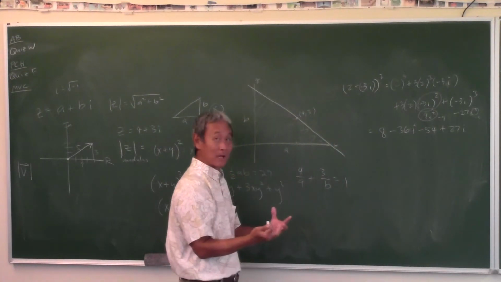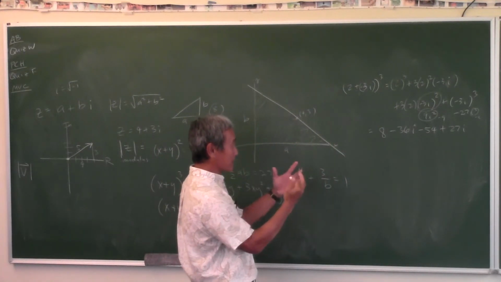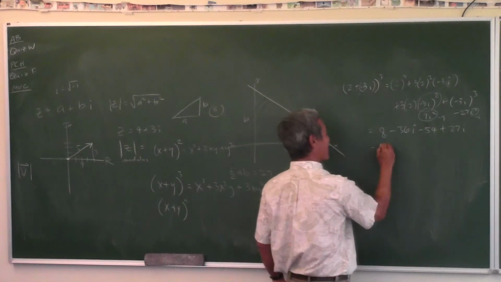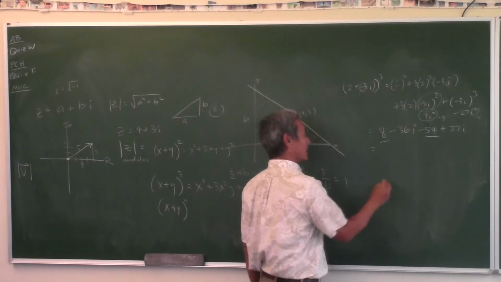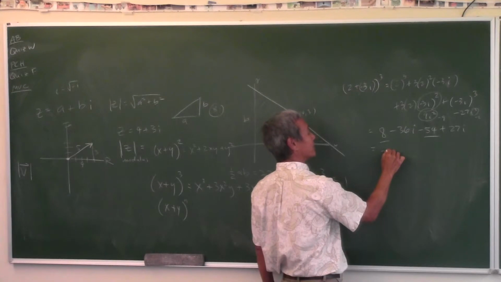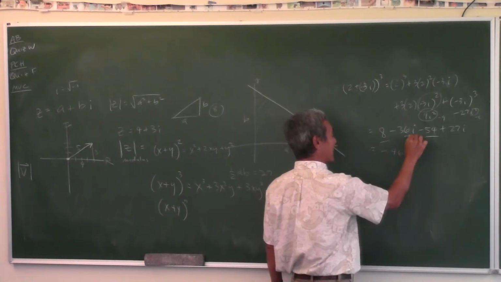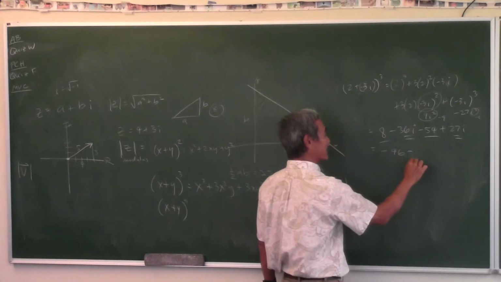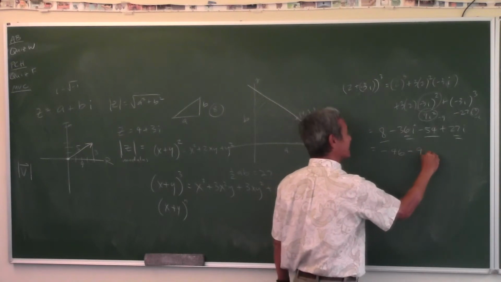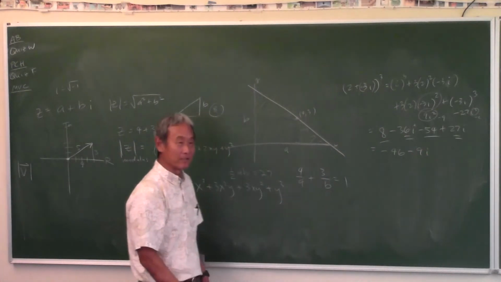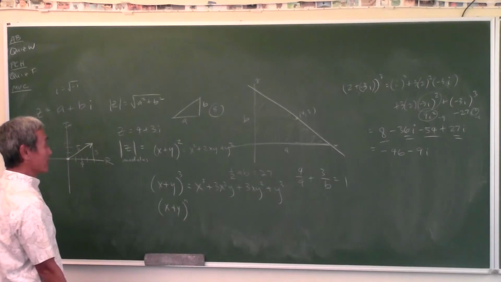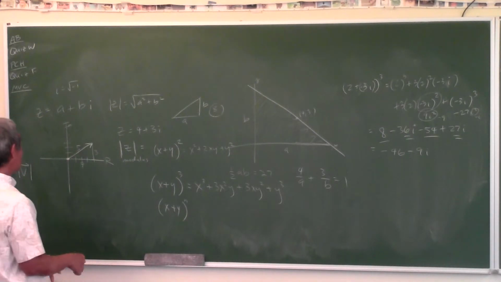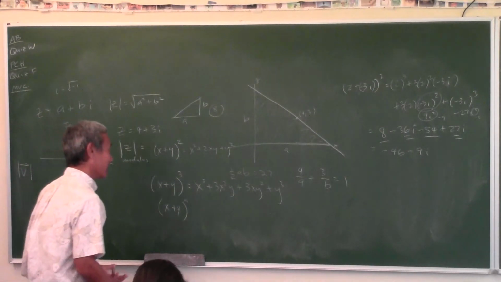So when you work with complex numbers, you do work with the real and the imaginary part separately. So what is this? Negative 46, and then add these two together, minus 9i. Boom, that's how you do it. See, this is good review. You guys did learn this, but you just forgot things. You guys are rusty.